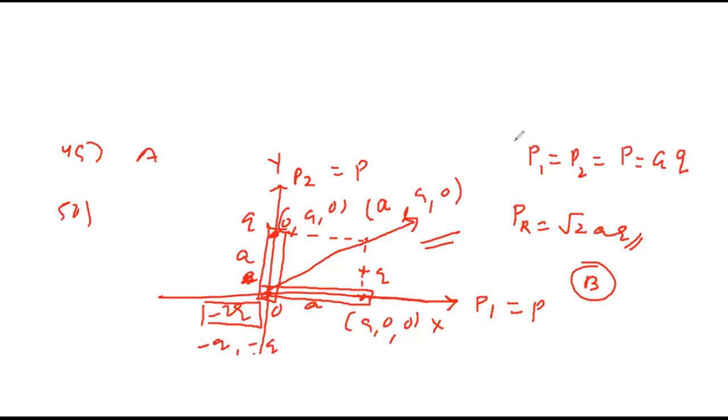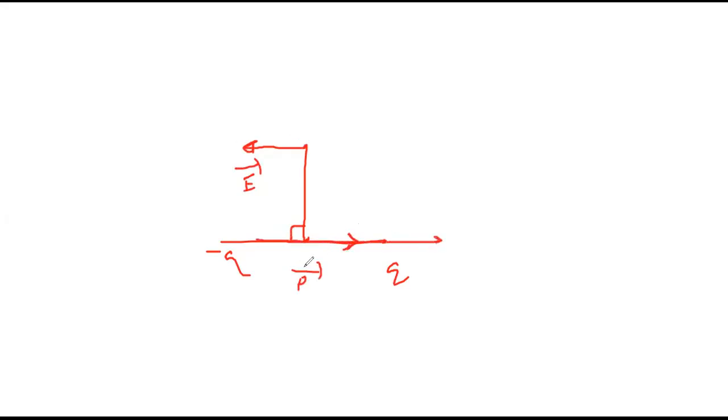Everybody understood or should I explain again? See, minus Q charge, plus Q charge is electric dipole. Perpendicular line is called equatorial line. This was direction of E here, and this is direction of P bar. What is angle between them? One is this way, other is this way. What is angle? 180 degree. So angle is 180 degree, correct.